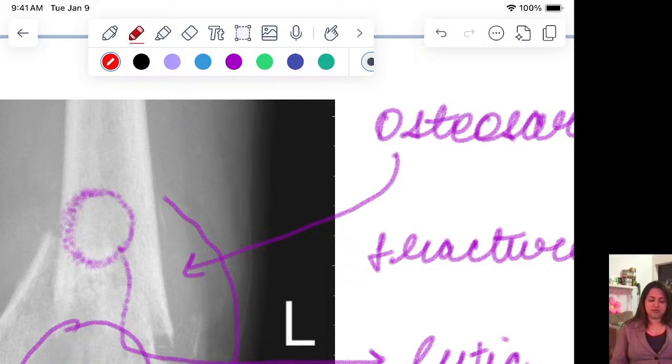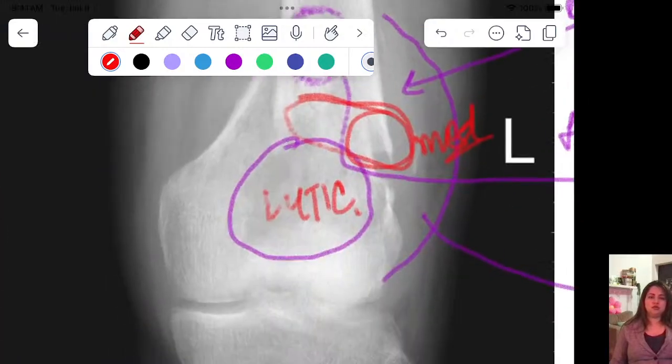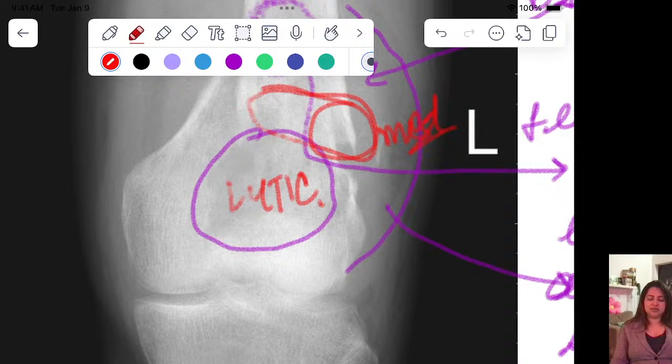These are all lytic areas in between. Then this is a pathological fracture that's taking place at the metaphyseal region. Along with that, the zone of transition is wide. It's not clear where the lesion is starting. Wide zone of transition.